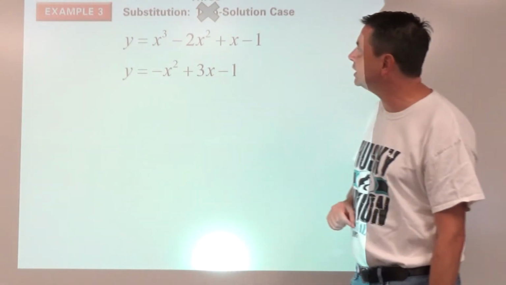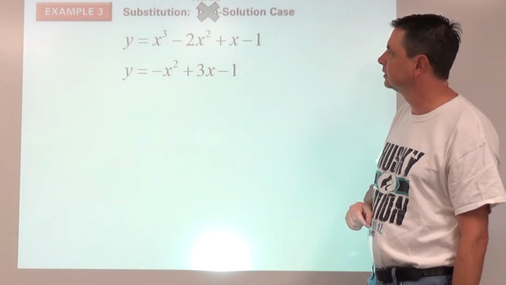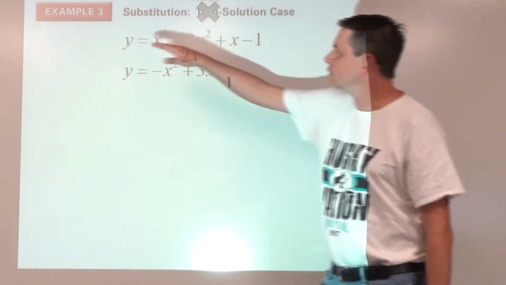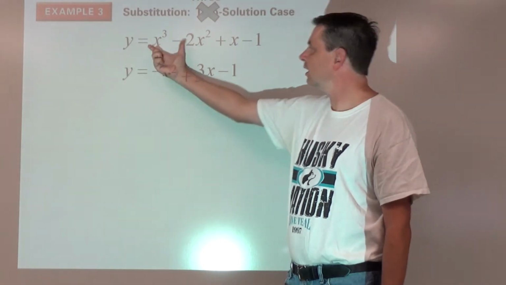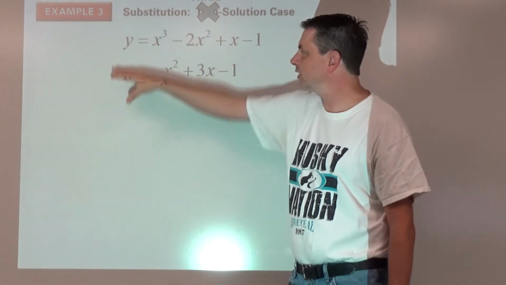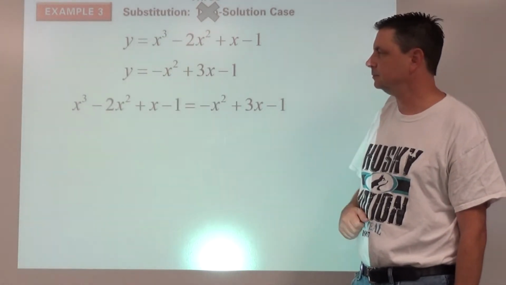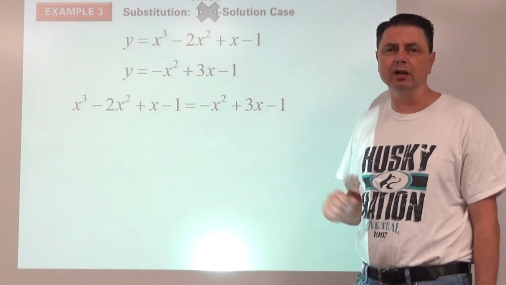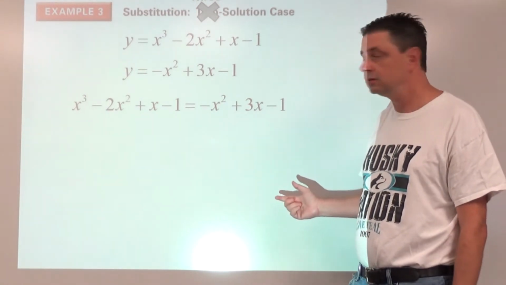Example number 3, substitution, a 3 solution case. Looks kind of complicated, but notice this one's already solved for y, so we could replace this y with this, or in other words, since they're both equal to y, set them equal to each other. So now we're looking at a higher degree polynomial equation. Let's get one side equal to 0.